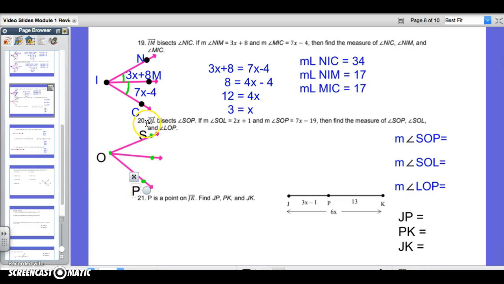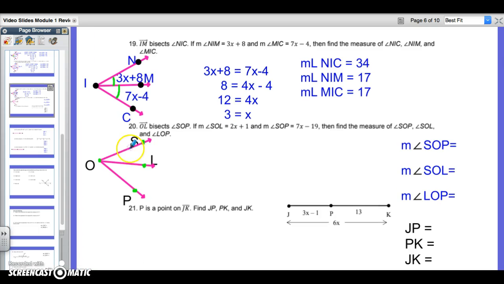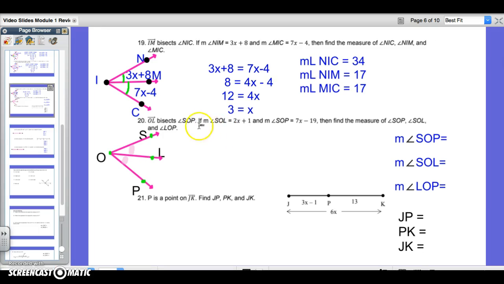And then it says the ray OL bisects it. So L is inside of it. And it bisects it, which means that this angle right here is congruent to this angle right here, because bisect means cuts into two equal parts. So let's add the information that they have.